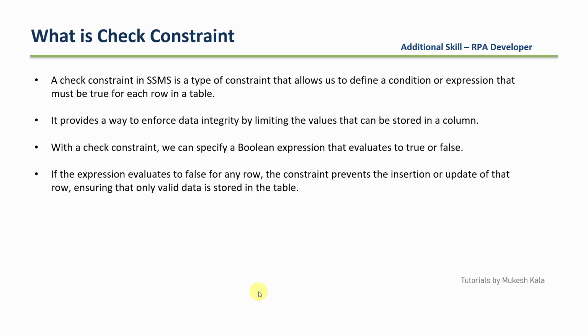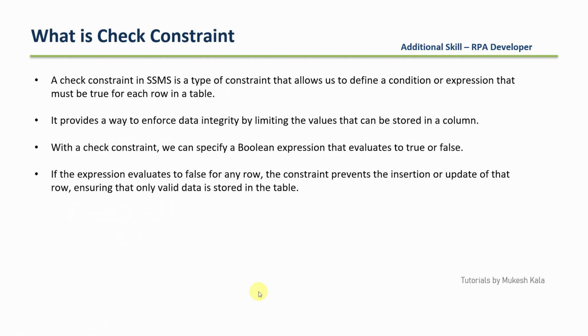Today we are going to discuss what exactly is a check constraint. Now, as the name suggests, check comes from the word checking, right? I want to check something. So a check constraint in SSMS is a type of constraint that allows us to define a condition that must be true before I insert a row into the table. Okay. It is a way that enforces the data integrity by limiting what data can be stored in a column.